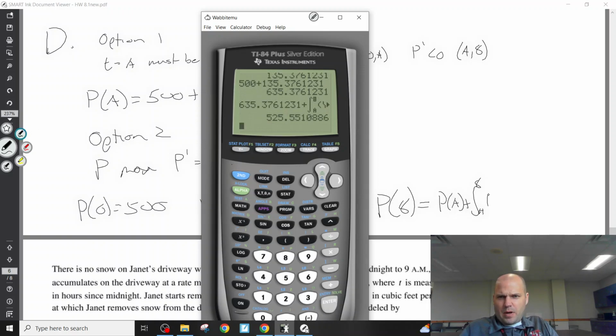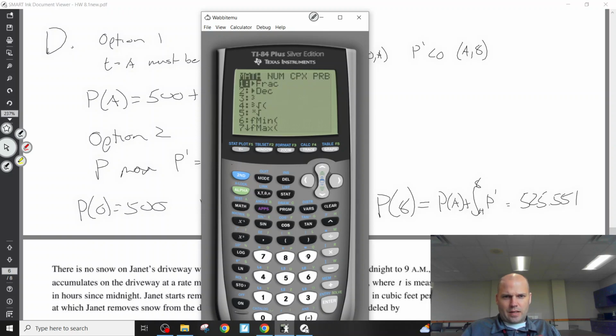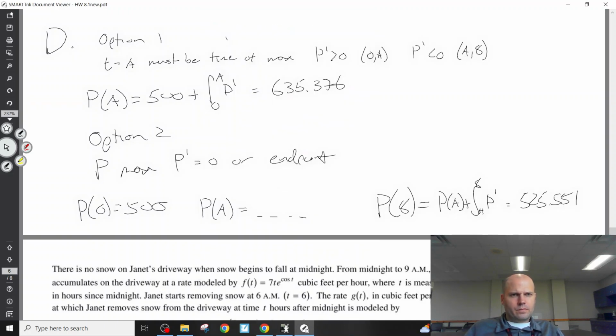$525. This is of P prime. 0.551. Let's just do it the other way. P of 0 plus the integral from 0 to 8 of P prime. Okay. So, winner. Max by candidates test.